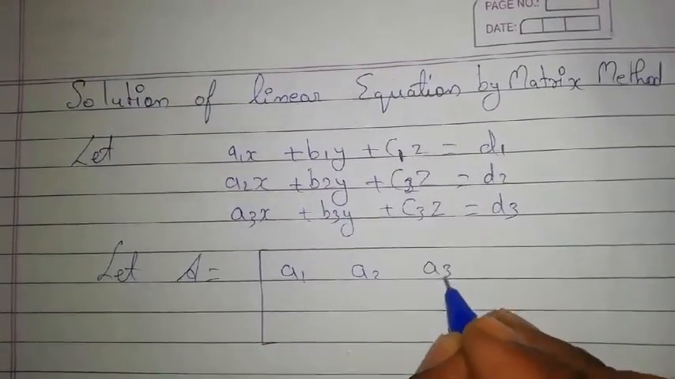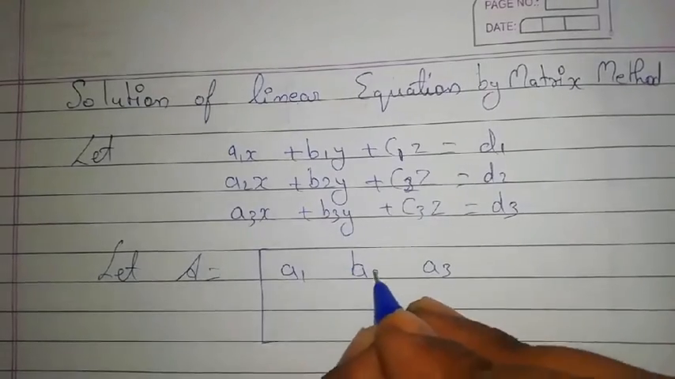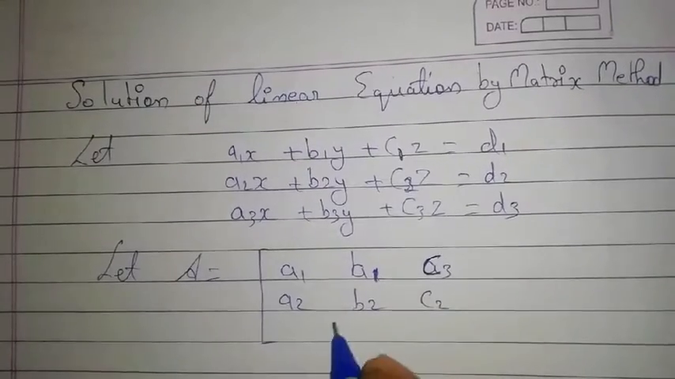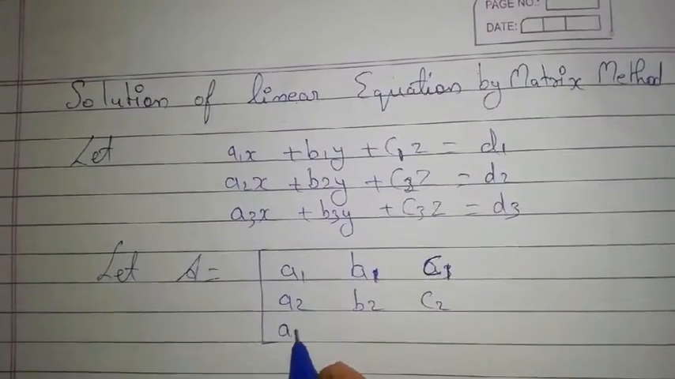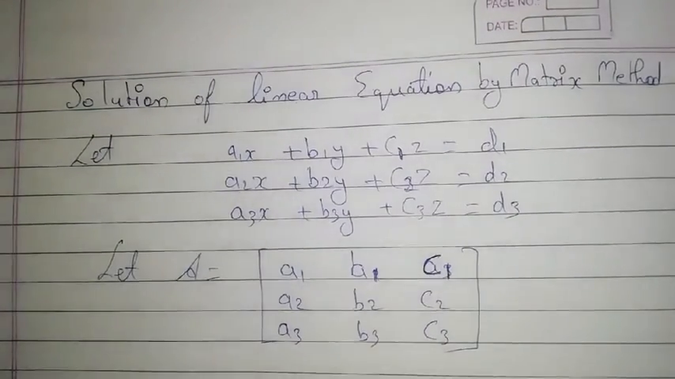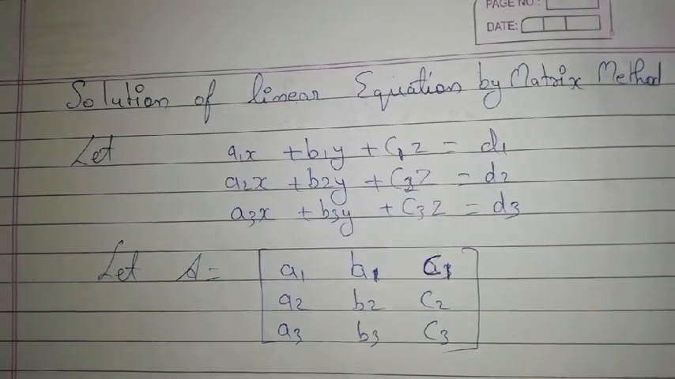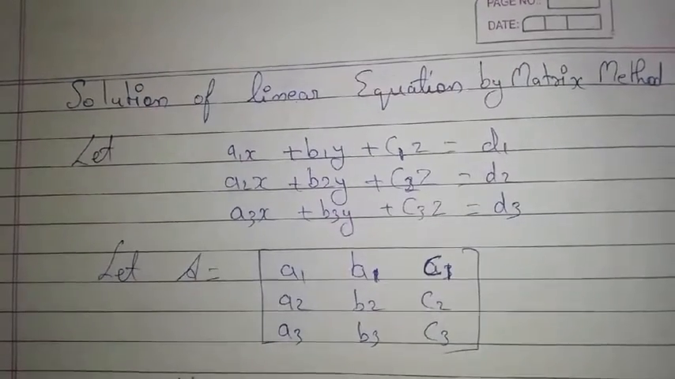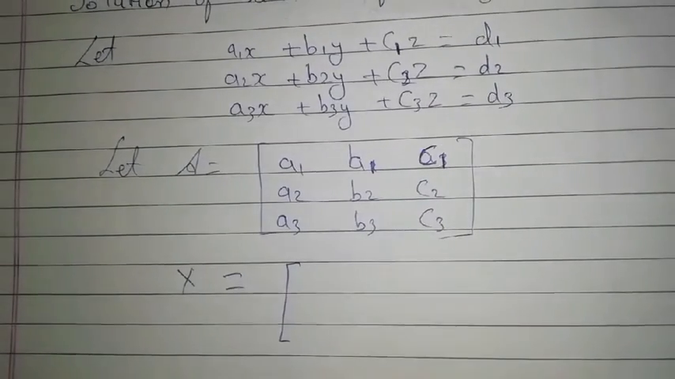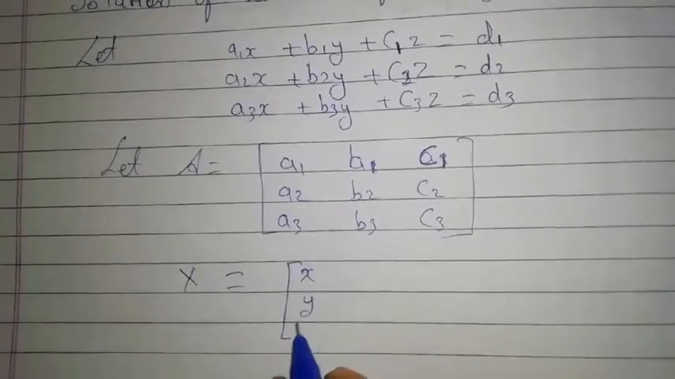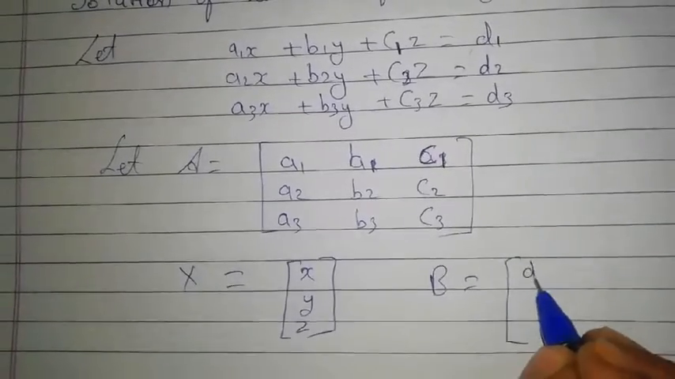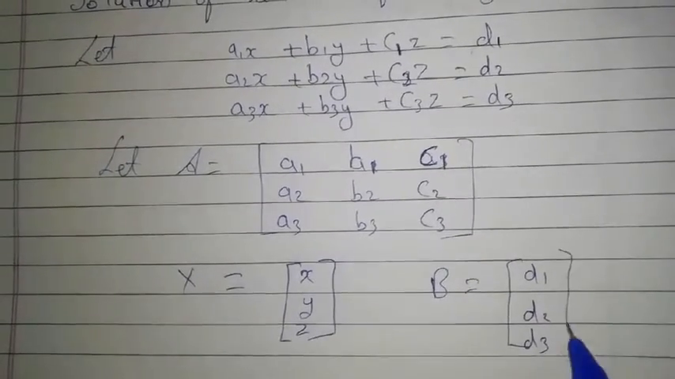a1 b1 c1, a2 b2 c2, and a3 b3 and c3. Then we will let X be the variable matrix. There are 3 rows, so we will let it be x, y and z, and we will let B be equal to d1, d2 and d3.